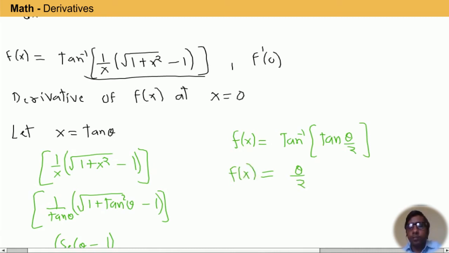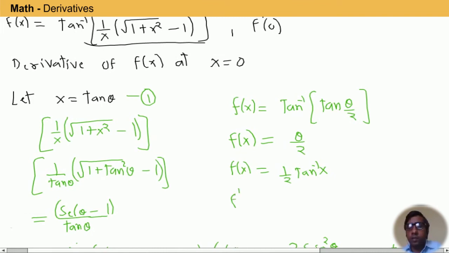Okay. Now from the first equation, if x equal to tan theta, theta equal to tan inverse of x. So f(x) is equal to 1 by 2 tan inverse of x. Now applying the derivative, f dash x equal to 1 over 2 times the derivative of tan inverse x, which is equal to 1 over 1 plus x square. We can apply the derivative here.